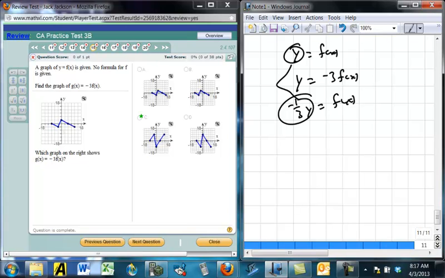Okay, that alone tells you it's got to be this one right here. But it should be upside down. So this one goes down, up, down. This one will go up, down, up. The points on the x-axis don't move. They're fixed points, and then it's stretched out 3 times as tall. So let's see.